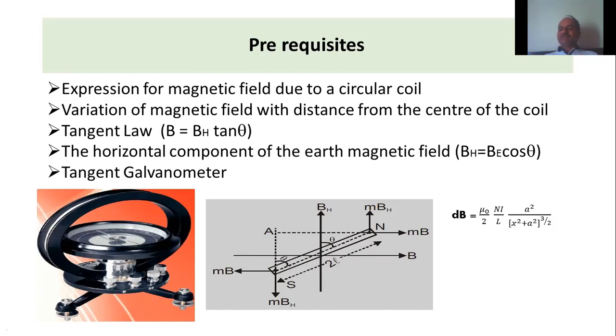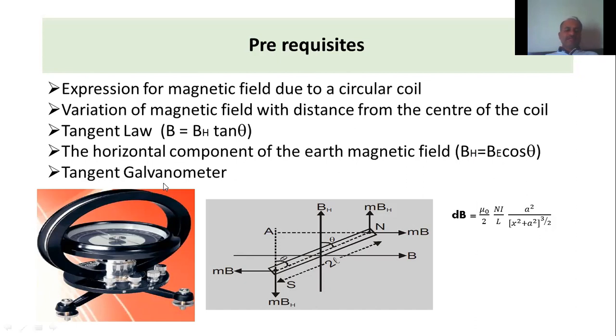and this is equal to BH is equal to BE cos theta, where theta is the angle between this resultant magnetic field and the Earth's horizontal component. So this is about the horizontal component of the Earth's magnetic field.